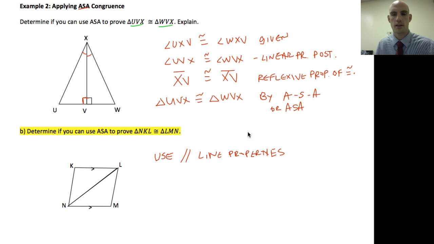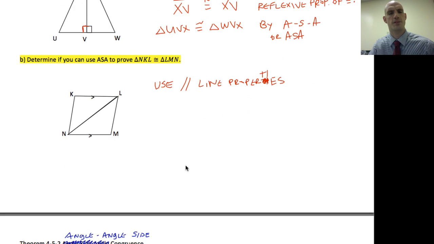Use parallel line properties. Okay, use parallel line properties to solve that one.